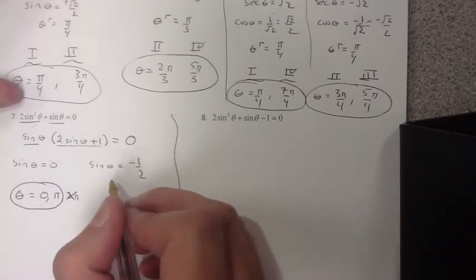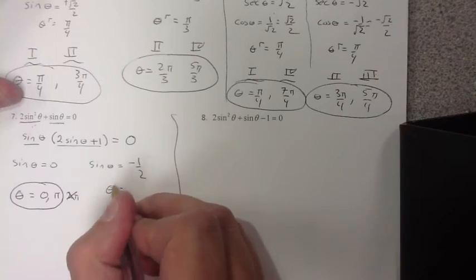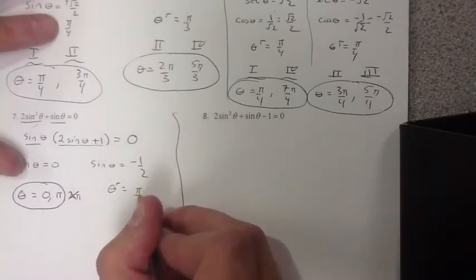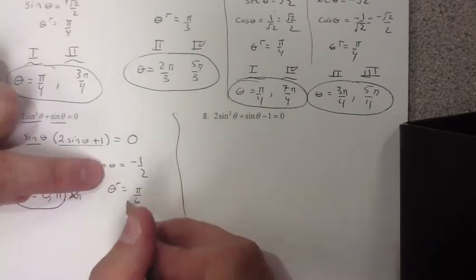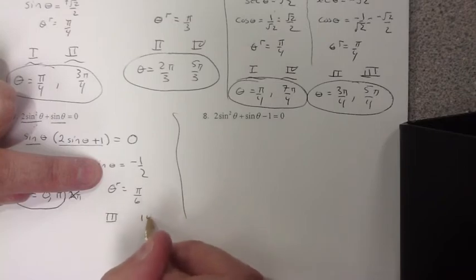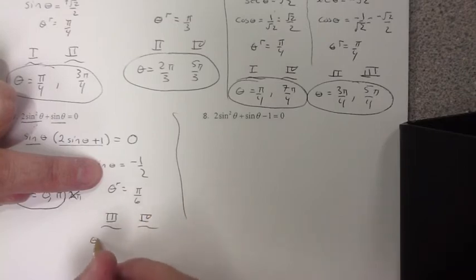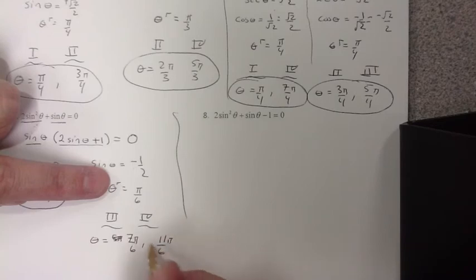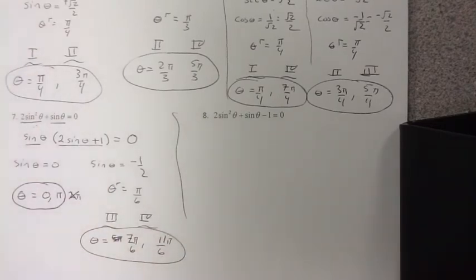Where is sine equal to a negative 1/2? We have to use our reference angle here. The reference angle, sine is equal to 1/2 at pi over 6. And where is sine negative? Sine is negative in the third and fourth quadrant. In the third quadrant, that's going to give us 7 pi over 6, sorry about that. In the fourth quadrant, 11 pi over 6. Ta-da, easy as pie. Not as good.